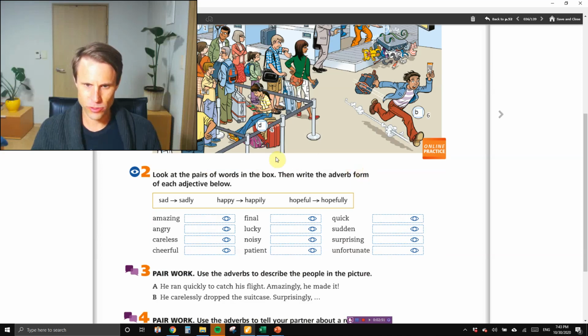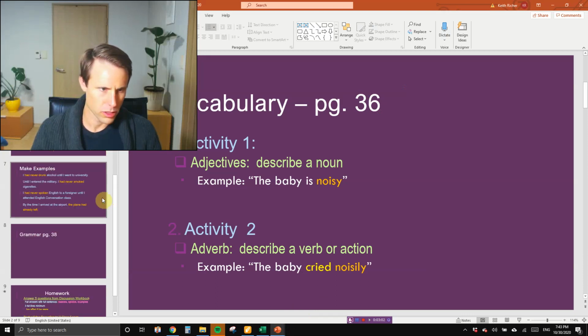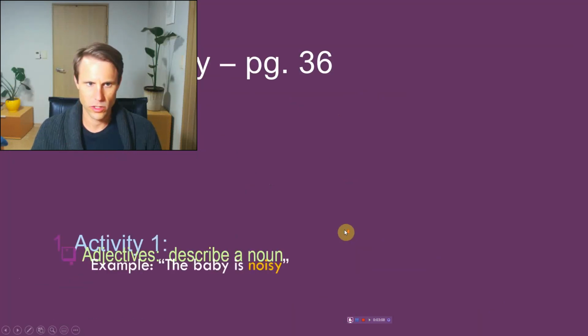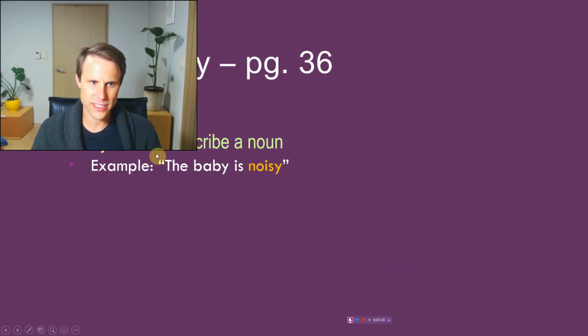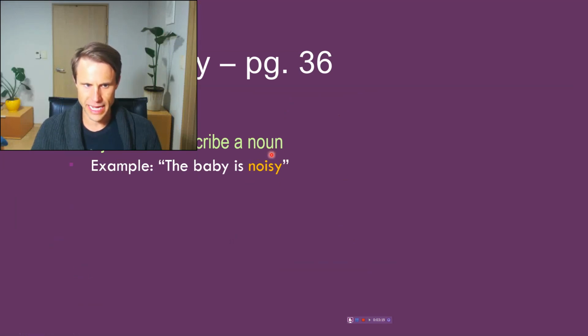All right, and today we're talking about adverbs and adjectives. So let's take a look at the difference between adverbs and adjectives. So here, activity 1, we can see these adjectives to describe a noun. To describe a noun, we use an adjective, right? So a noun. For example, the baby. The baby is a noun, so we use an adjective to describe that baby. We can say the baby is noisy. The baby is noisy. So that is for an adjective.